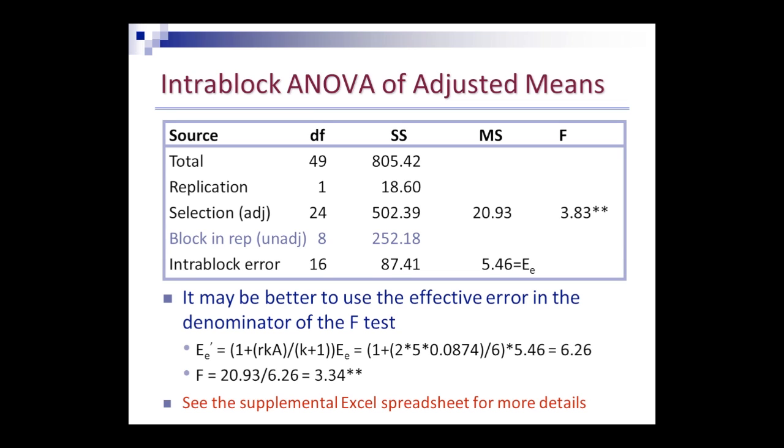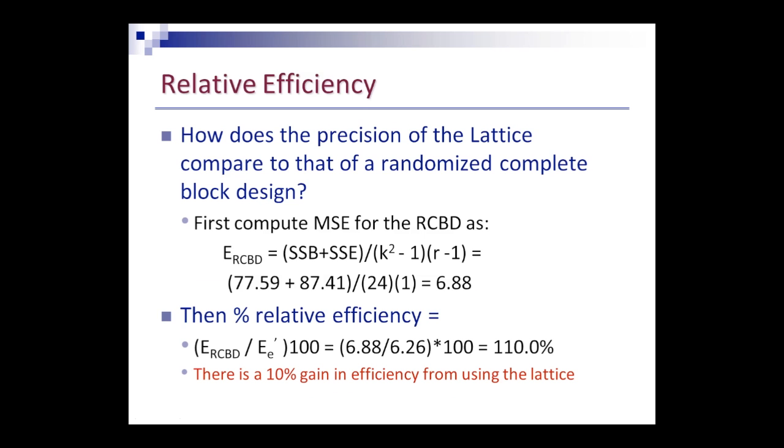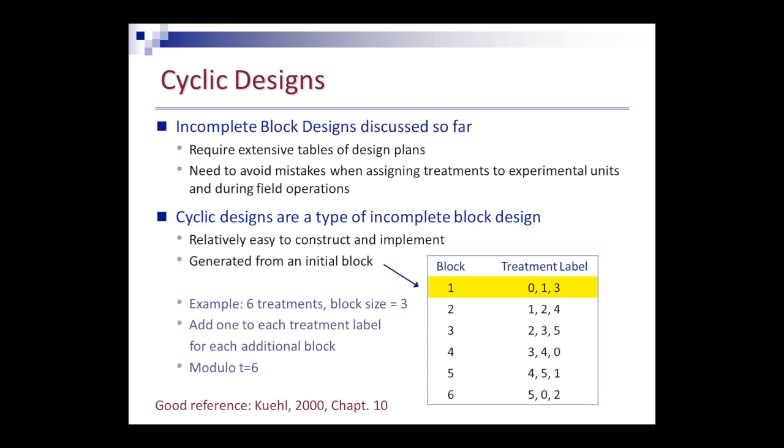Okay, and then the next step, as we said, would be once you decide you had a block effect, then you would go ahead and recalculate your adjusted treatment variation. So you could also then go ahead and do an F-test to see if you have significant differences among your adjusted treatment means. Okay. And then I have a calculation here showing how you would calculate the relative efficiency. In this case, you can see our estimated error for our randomized complete block design is larger than it is for the lattice design, which means we gained about a 10% increase in efficiency from using the lattice design.